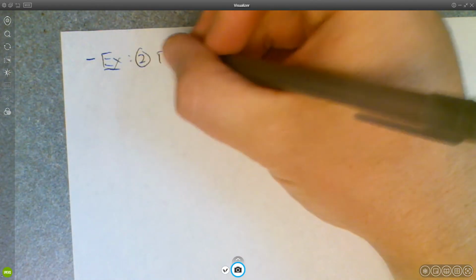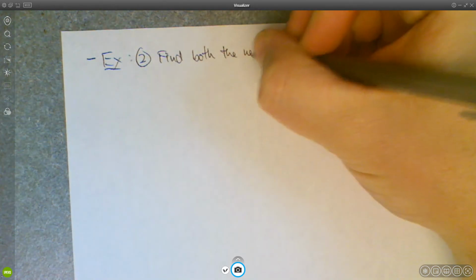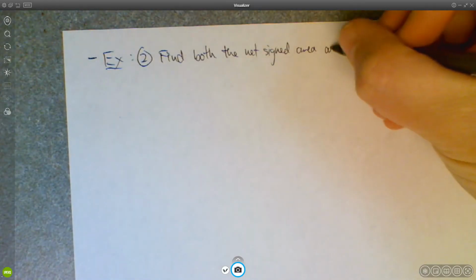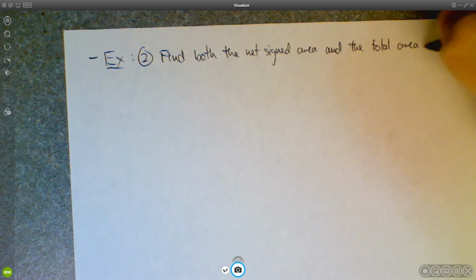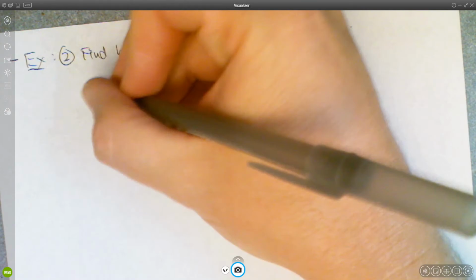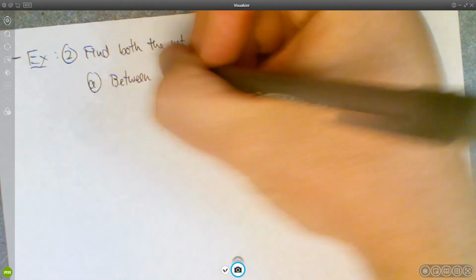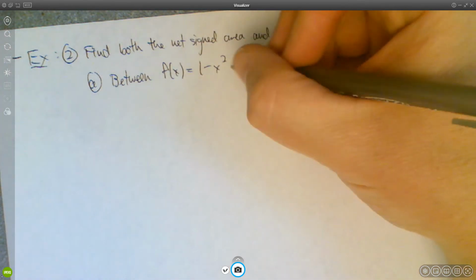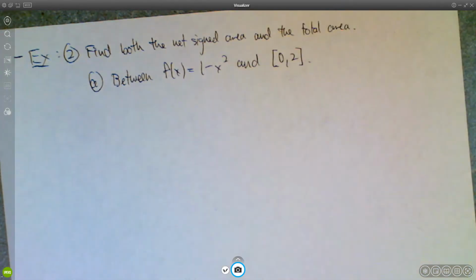Okay, so let's find both the net signed area and the total area, so that we're perfectly clear on the difference between these things. So let's do that between f of x equals 1 minus x squared and 0, 2.